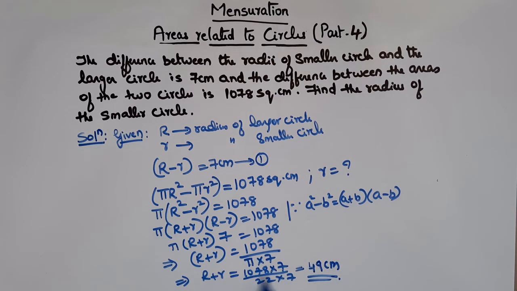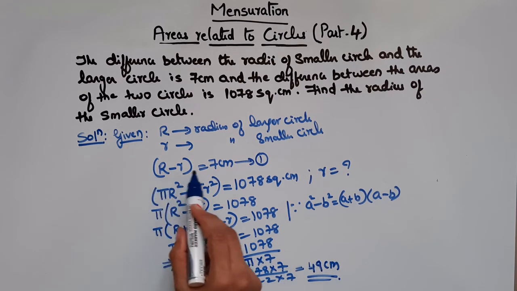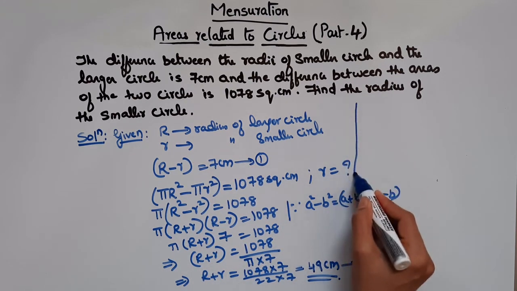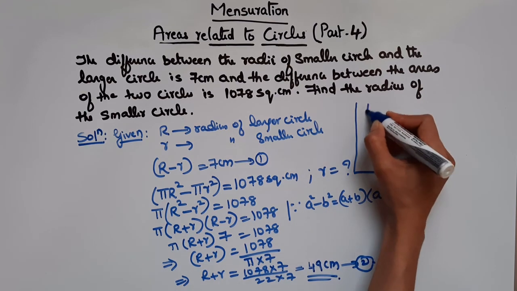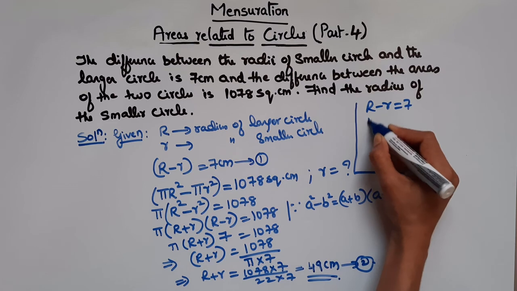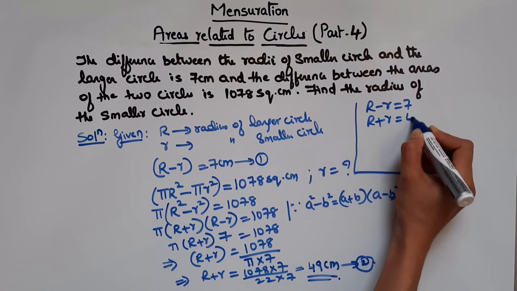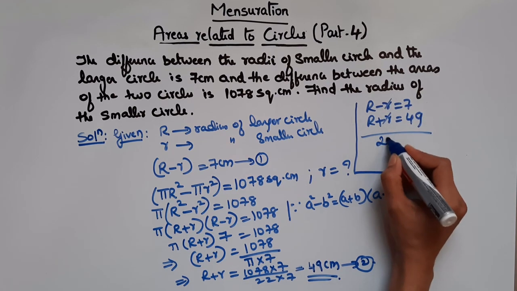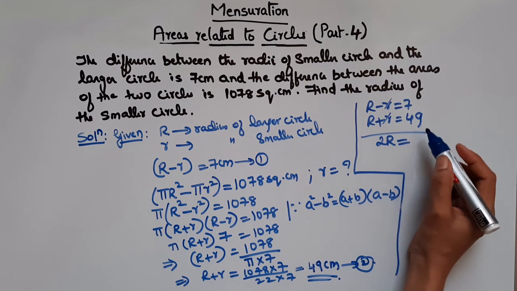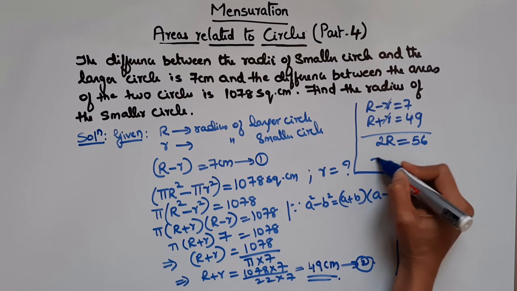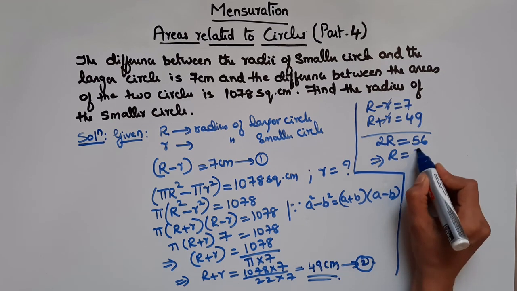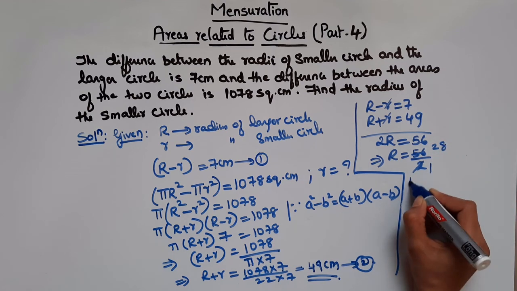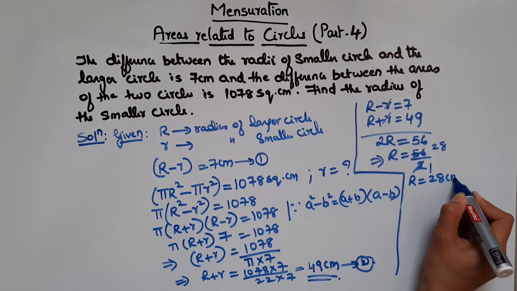So now we got R plus r is 49 centimeter and we have R minus r is 7 centimeter. So we have two linear equations. Let's take this equation as 2. Now solve the two linear equations. We have R minus r is equal to 7 centimeter and R plus r is equal to 49. When you add these two equations, r and minus r get cancelled. We are left with 2R, which is equal to 7 plus 49, 56, which implies R is equal to 56 by 2. So 2 1s are 2, 2 2s are 4, 2 8s are 16. So the radius of the larger circle is 28 centimeter.